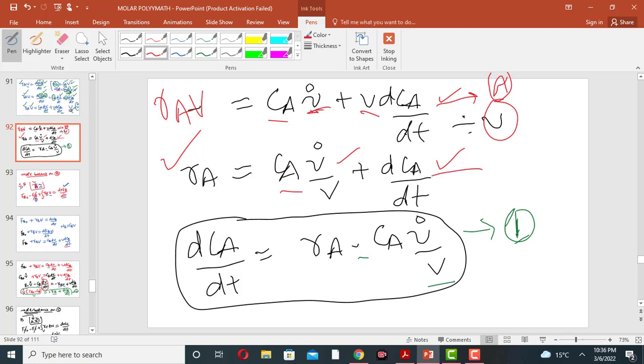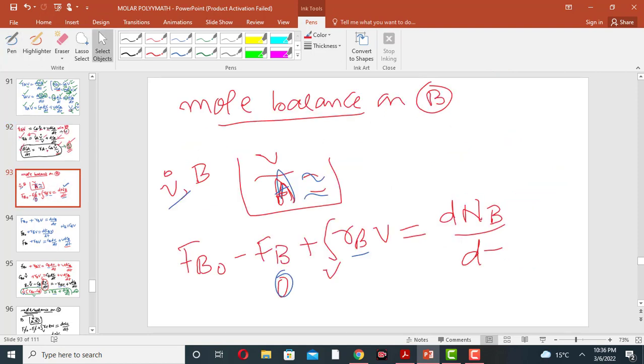Rearrange this equation: this term will come to this side, so it will be RA minus CA into volumetric flow rate divided by volume of the reactor, and this will be equal to the change in concentration in this semi-batch reactor with the passage of time. So this is equation number 1, which we obtained from the mole balance on component A. Similarly, apply the mole balance on component B.